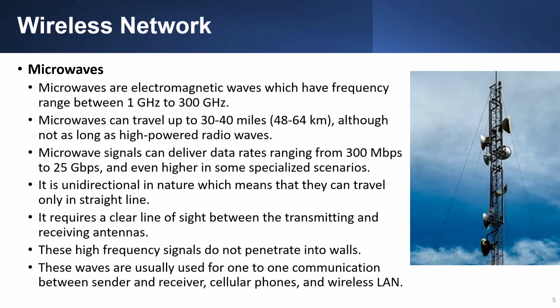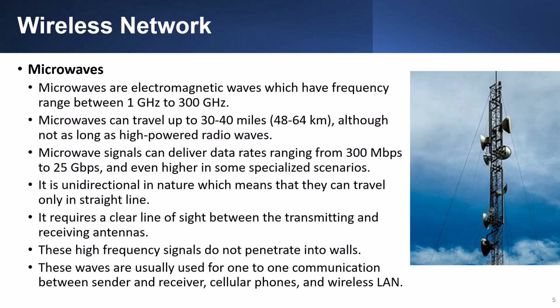Microwaves are electromagnetic waves which have a frequency range between 1 GHz to 300 GHz. Microwaves can travel up to 30 to 40 miles or 48 to 64 kilometers, although not as long as high-powered radio waves. Microwave signals can deliver data rates ranging from 300 megabits per second to 25 gigabits per second, and even higher in some specialized scenarios.